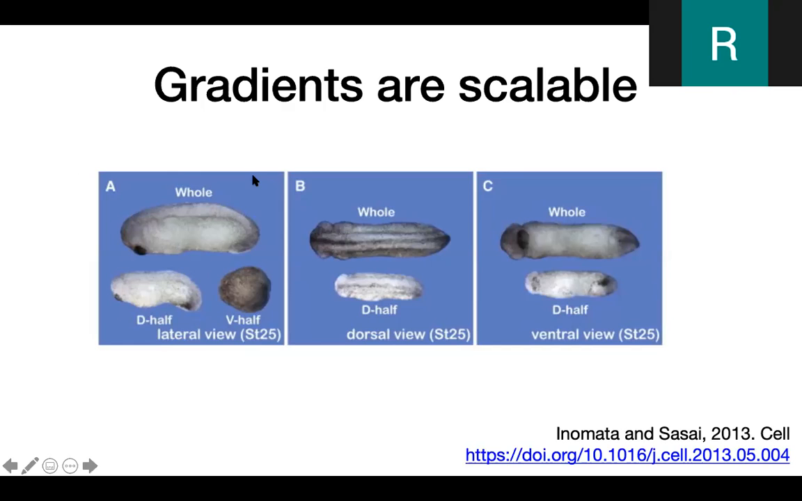Fantastic. Raj, the slide that you're showing here, this is of which embryo? Sorry, yes, this is a frog embryo, a Xenopus embryo. Okay, thank you. Fantastic.